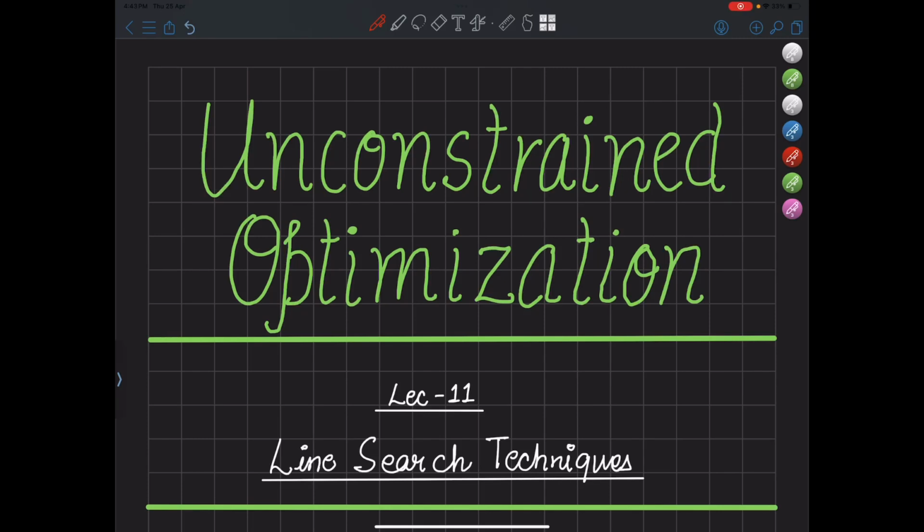Hi all, welcome to lecture 11 of this lecture series named Unconstrained Optimization. Today we'll discuss certain line search techniques.